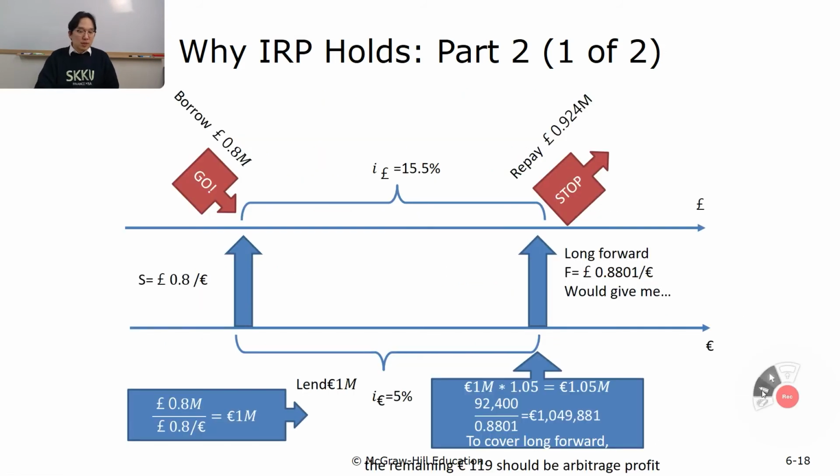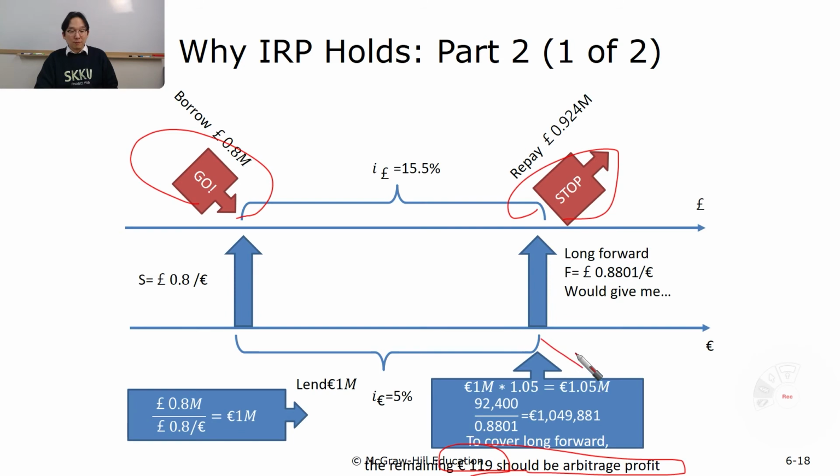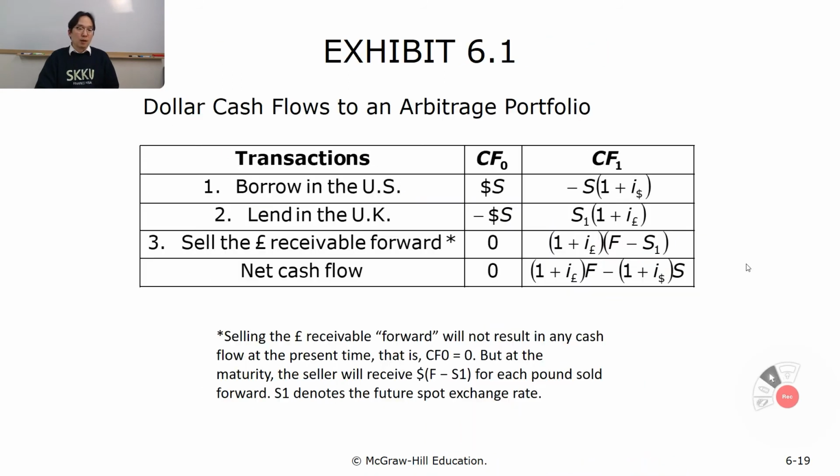And pictorially, in the diagram, it will look like this, right? In this second example, you go from here and stop over there, okay? And borrow 0.8 million pounds, and then convert it into euro, and see how much you can get out of it. And then all that you have to do is repay what you owe, okay? And then you will have an excess amount of euros. 119 should be the arbitrage profit left over here, okay? So that's how we structure arbitrage.